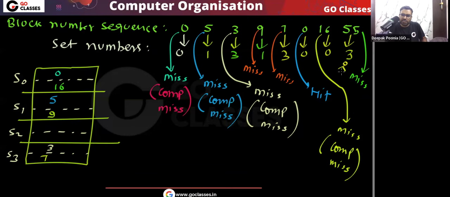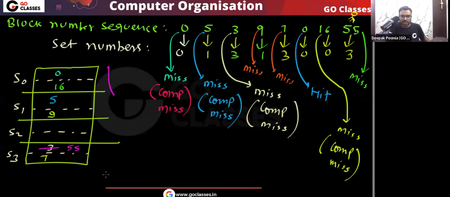You are standing here, meaning at the request for block number 55. When you are standing here, just focus on 3 comma 7 and see which of them is least recently used. You can see 7 is used, but 3 is least recently used. Yes or no? So I can say this 3 was actually least recently used. So I will replace this 3 with 55.